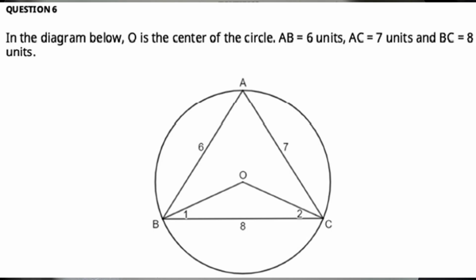So in this video, we are using the cosine rule. So in the diagram, O is the center, that is very important. And AB equals 6 units, AC is 7 units, and BC is 8 units. So on the diagram, include the word units.